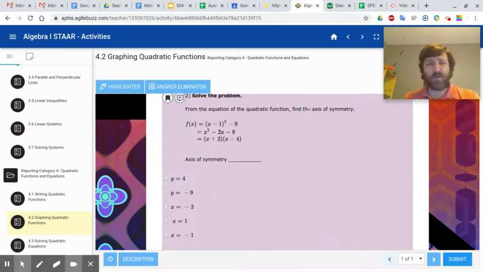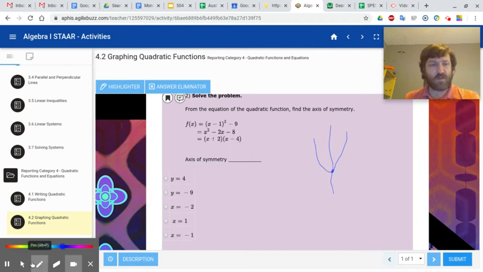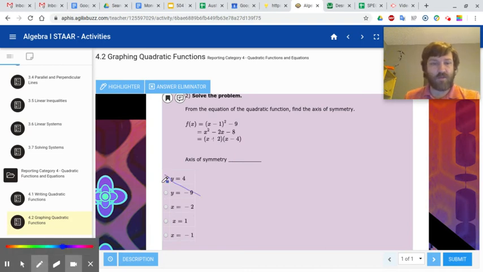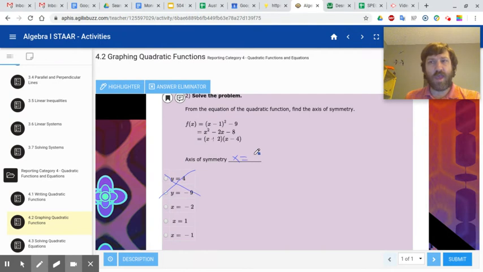But you're finding the axis of symmetry. The axis of symmetry of a quadratic function is the line that crosses right down the middle of it. So you're looking for the line that crosses through the vertex. It's going to be x equals something, that line through the middle. So the x value of the vertex is the answer. Right away we can know that these are not the answer, because the axis of symmetry is always x equals whatever the vertex x value is. So I'm going to leave you to do that one on your own.